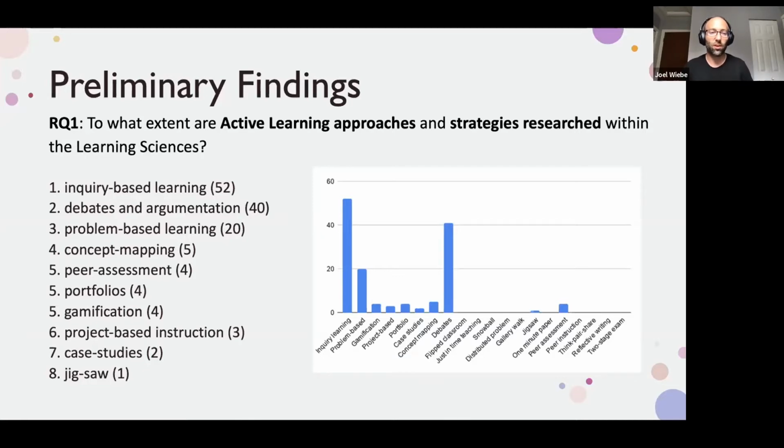There were 40 that applied debates and argumentation, and 20 that applied problem-based learning, and those represent these 3 major approaches. And you can see the rest were researched to a much lower degree, but those include things like concept mapping, peer assessment, portfolios, gamification, problem-based instruction, case studies, and jigsaw.